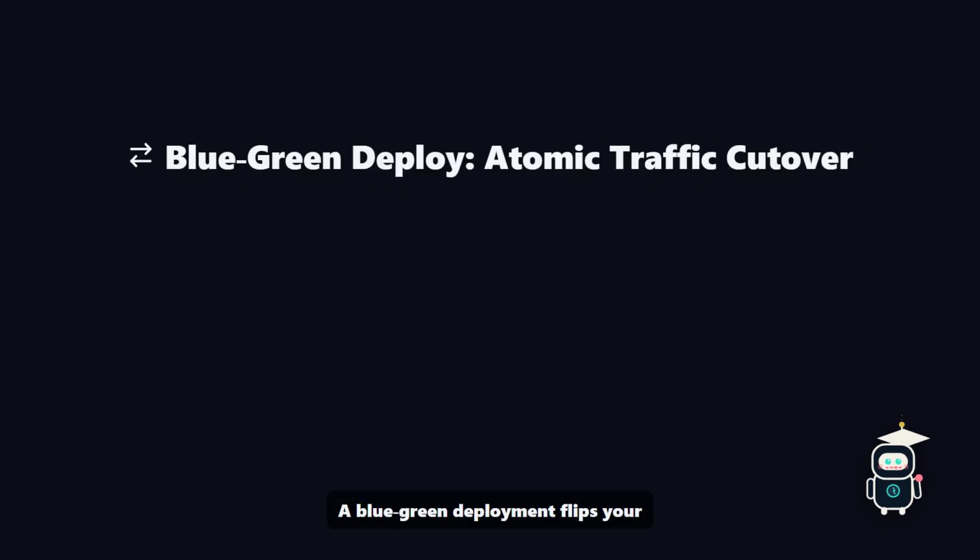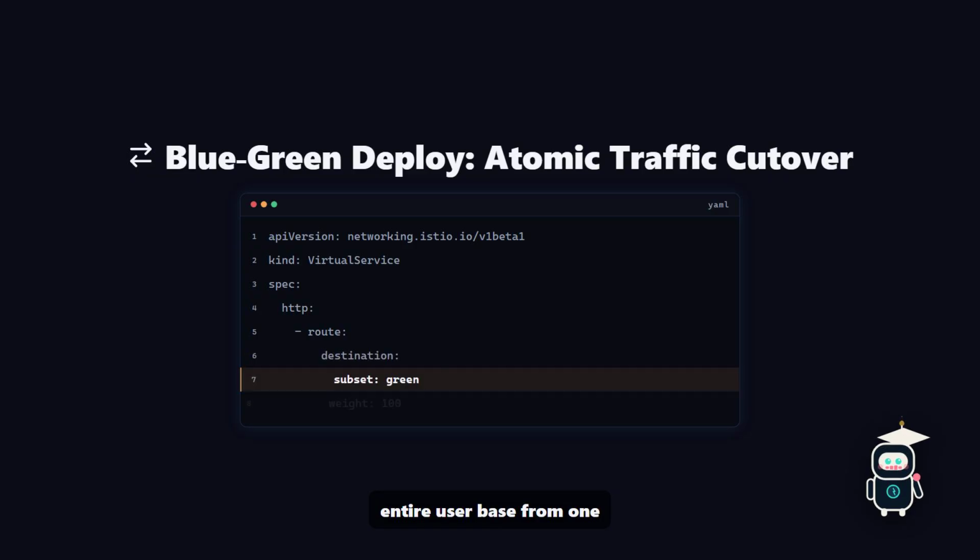A blue-green deployment flips your entire user base from one version to another in a single, atomic step. Once the green pods are pre-warmed and passing health checks, you update the VirtualService to route 100% of traffic to the green subset. The Envoy sidecar picks up the new rule immediately, so no request gets dropped. The key trap: skipping the warm-up. Always run kubectl get pods and verify readiness before shifting traffic, or users will see cold start latency.